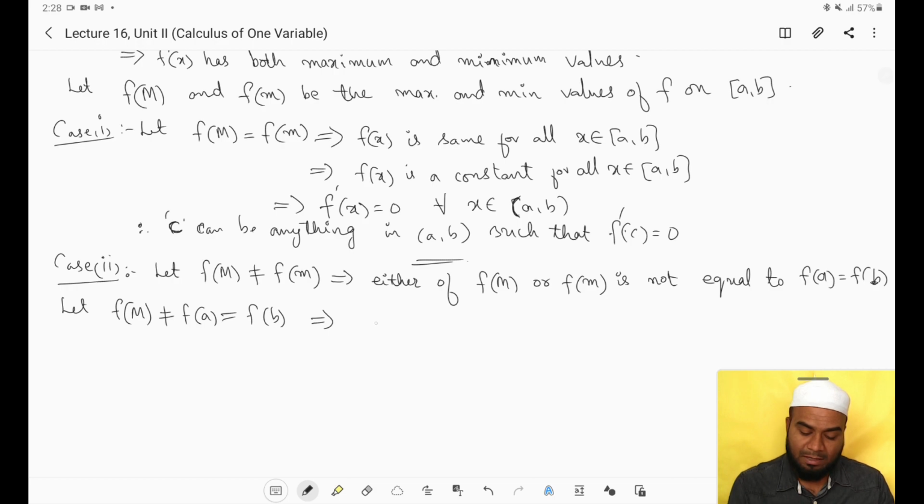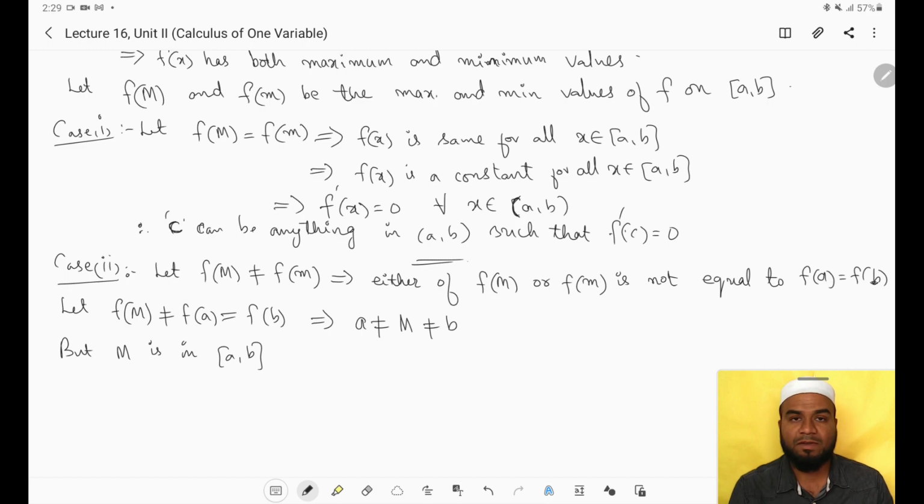Then what will happen? Capital M cannot be a or capital M cannot be b. But where is that M? M is in the closed interval a comma b, because capital M is the point at which the function has maximum value. So M will obviously be in the closed interval a comma b and not the endpoints. See what I am doing: M is in the closed interval a comma b and not the endpoints.